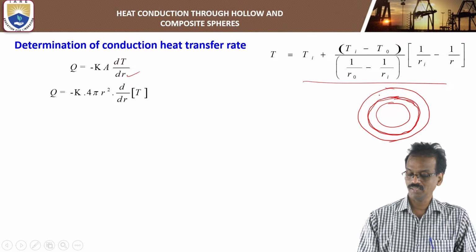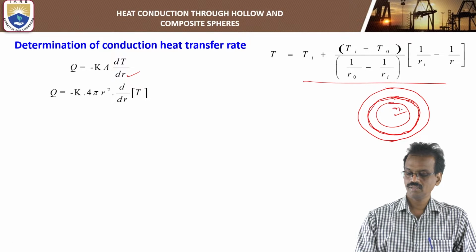This is the small elemental area. So you know that this is the Ri, the inner radius. This is the R naught, the outer radius. This is the R, the particular radius. So that is the R.